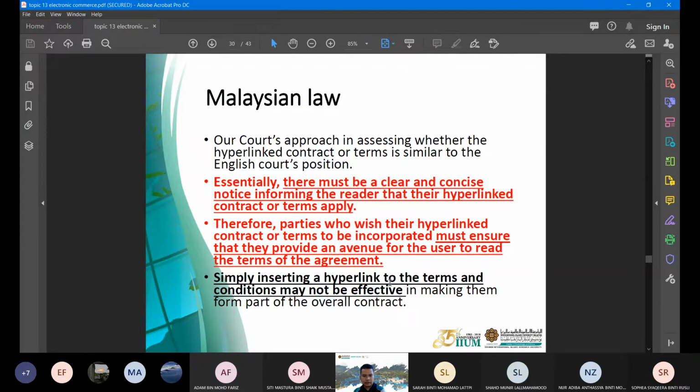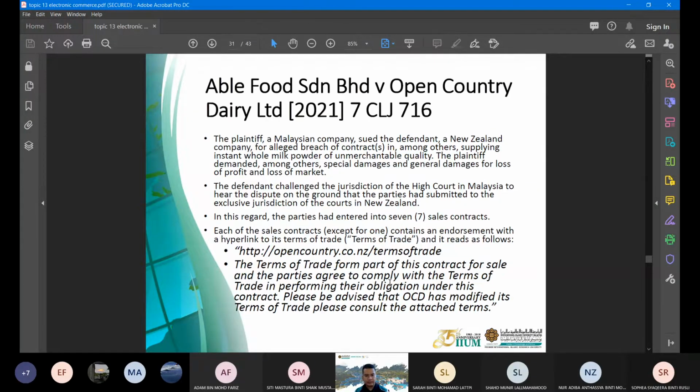Yeah. So kadang-kadang orang macam dalam kes ni kan, Able Food ni, this is where in the contract it was between Malaysian company and a New Zealand company, and then in their contract too, the New Zealand company said that if any disputes happen, New Zealand terms and conditions or the New Zealand law apply. So they didn't.